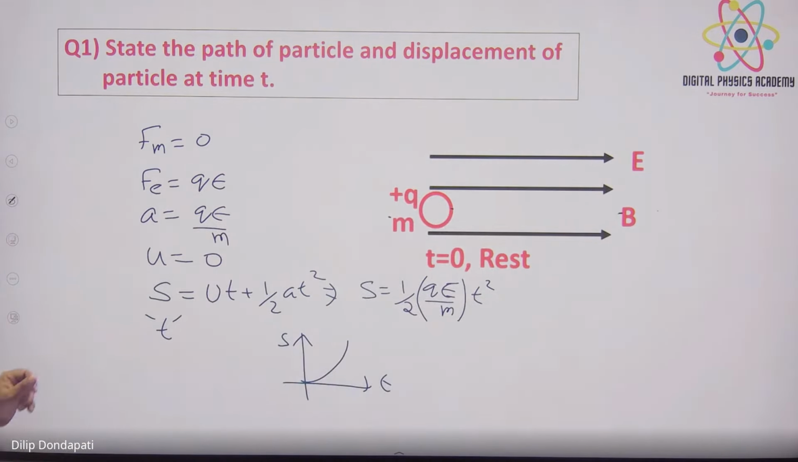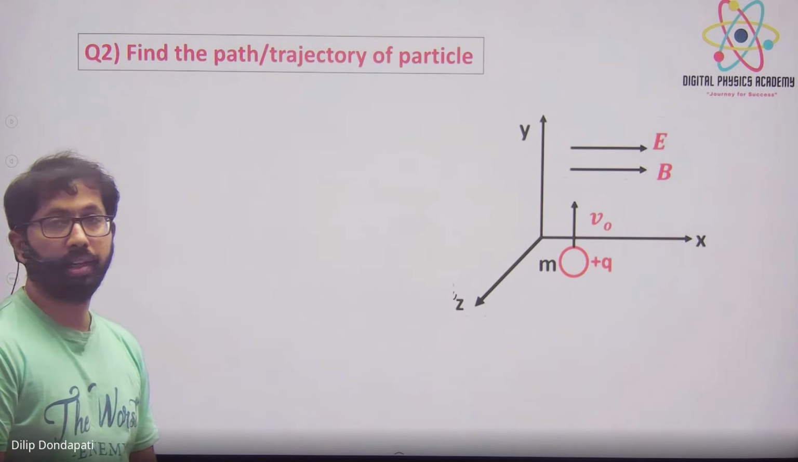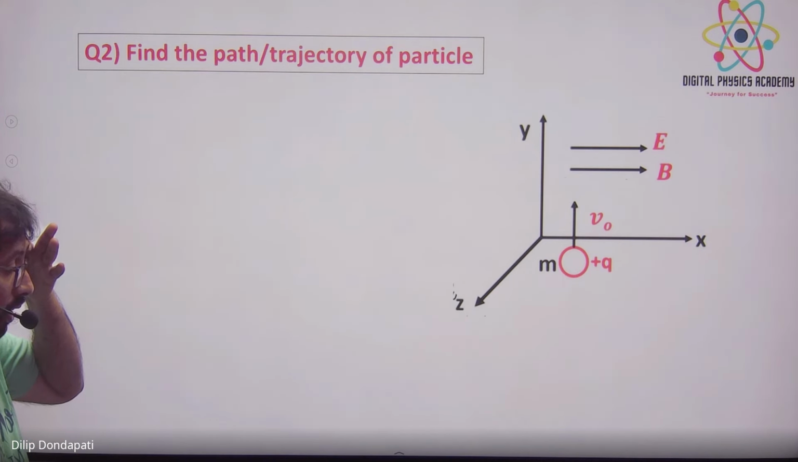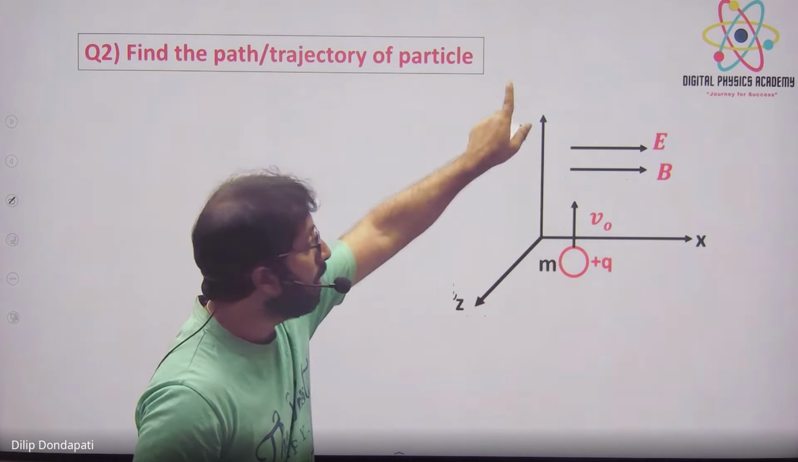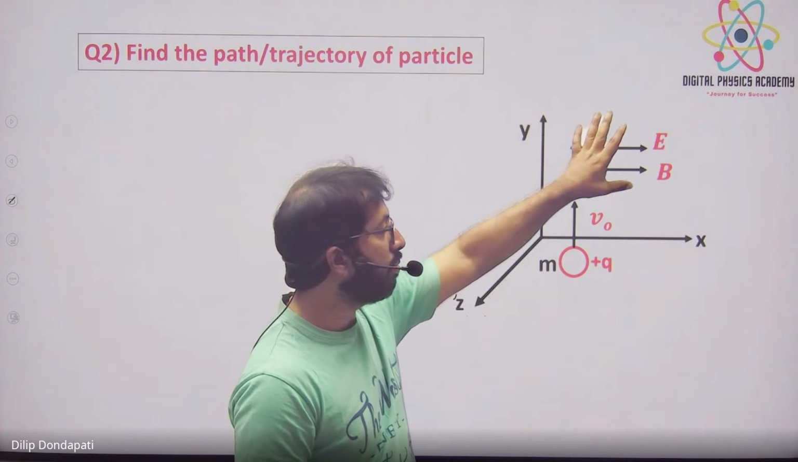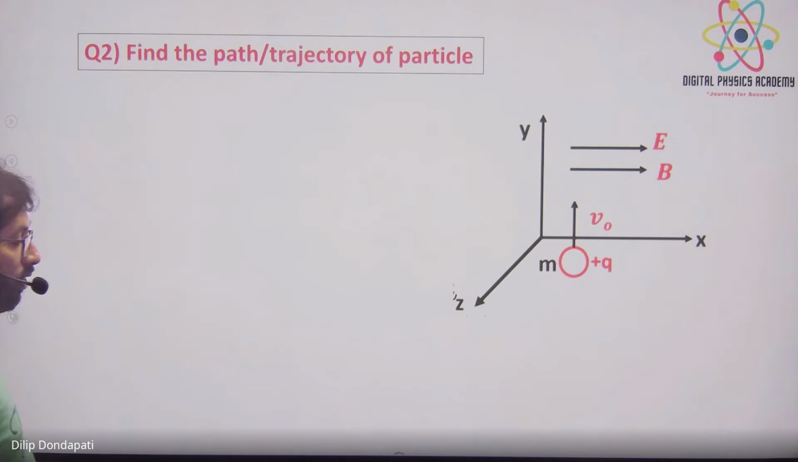Okay, next. Find the path or trajectory of the particle. देखो charge now entering perpendicular to electric and magnetic field. See case 2 same only. देखो electric field, magnetic field are parallel, but the charge is entering perpendicular. So now tell me which path it will take.